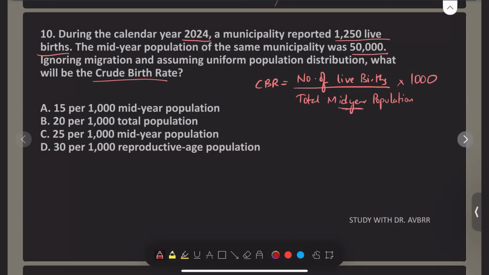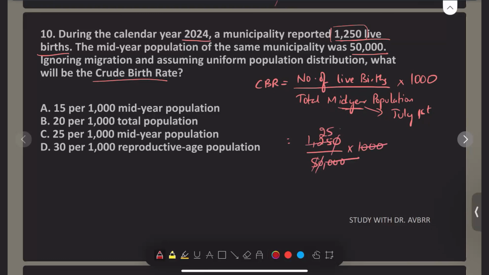Mid-year means, when do you consider it as mid-year? We consider July 1st as mid-year. Until then, we need a population until July 1st. So number of live births given in the question is 1,250. I already gave you the mid-year population, which is 50,000, into 1,000. So I think we'll get the value of 25.